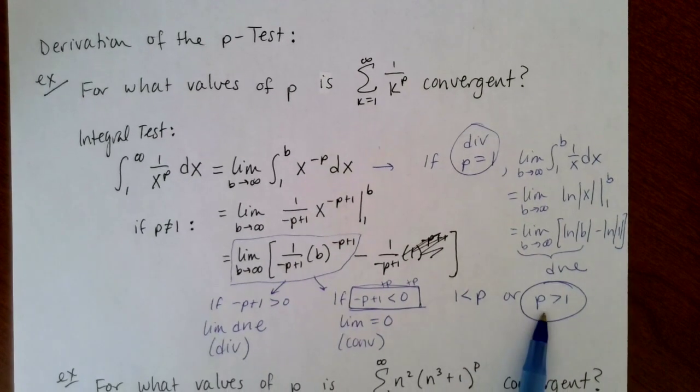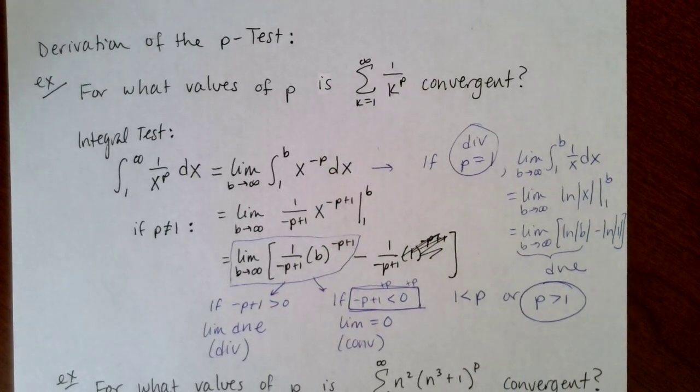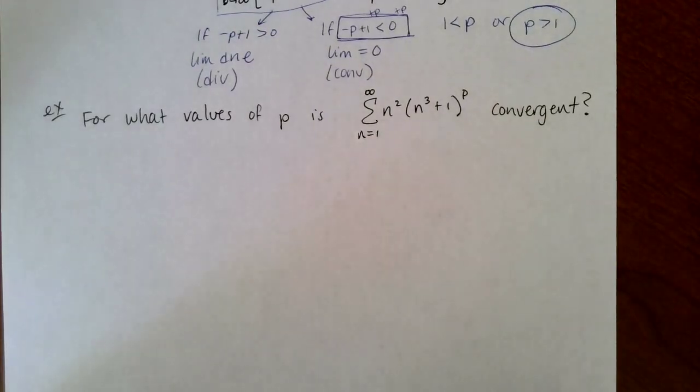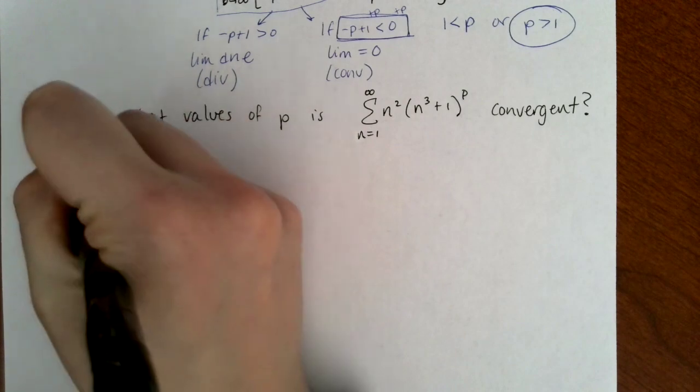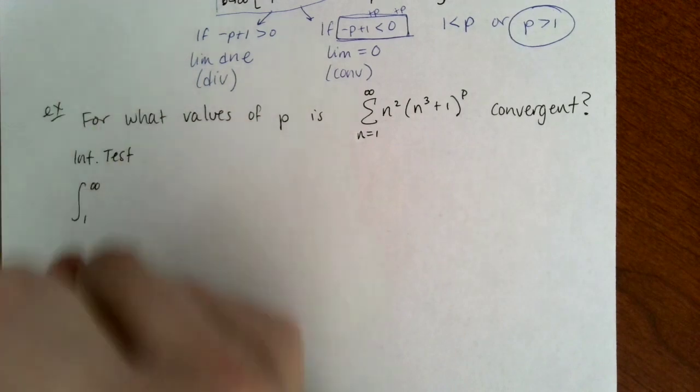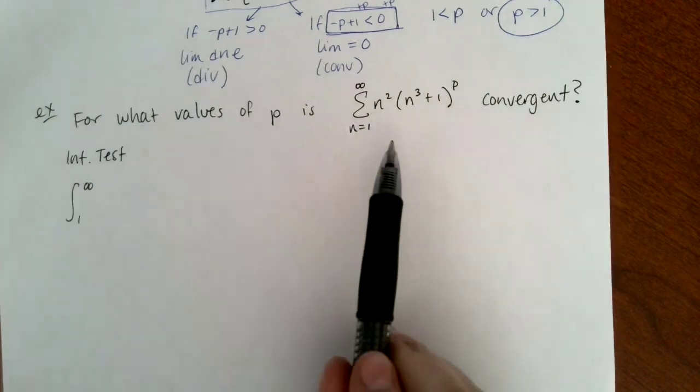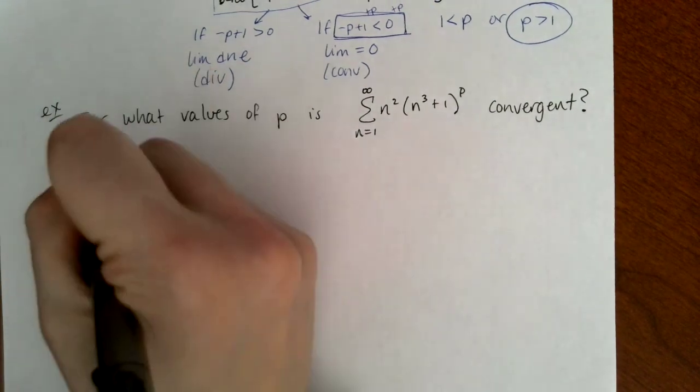All right, so let's use that same integral test strategy for the second example. For what values of p is this thing convergent? We say, okay, let's go straight to the integral test. We'll consider the integral from 1 to infinity, and I'm going to switch all of these n's into x's to make it continuous.